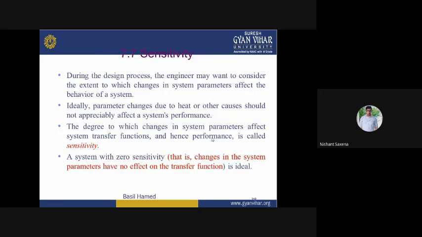A system with zero sensitivity, that is, where changes in the system parameter have no effect on the transfer function, is ideal.